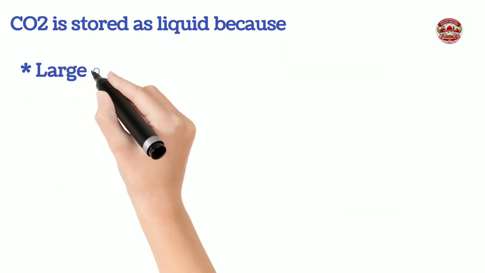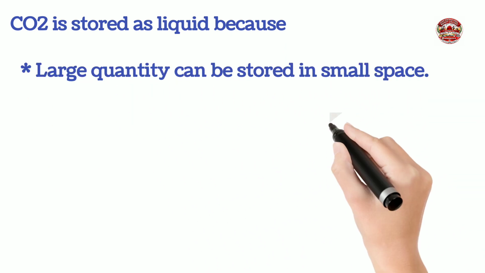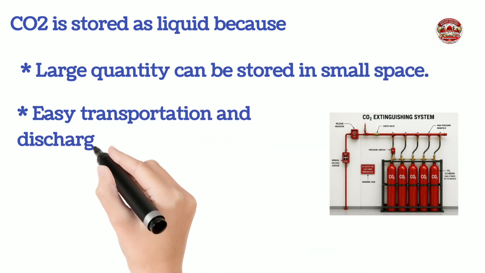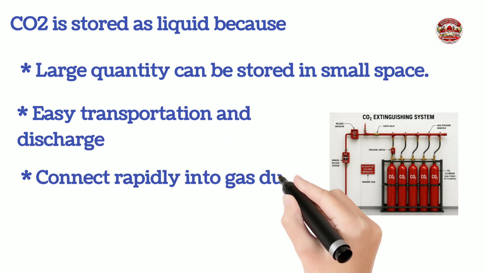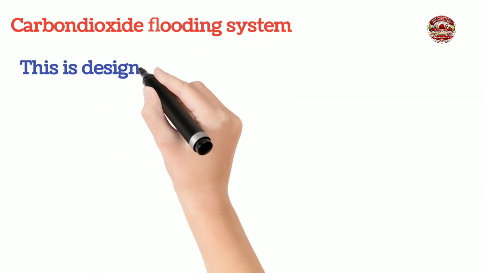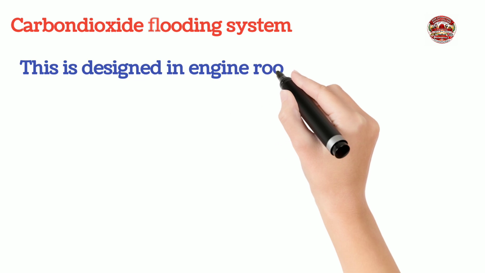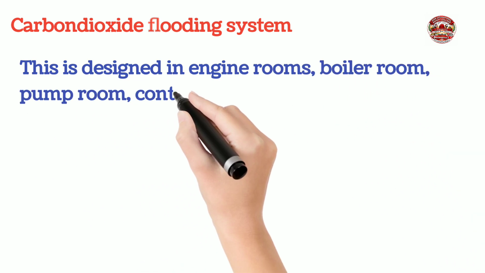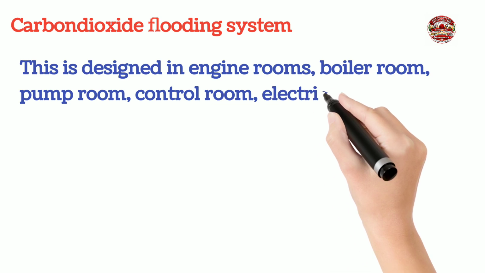CO2 is stored as liquid because a large quantity can be stored in a small space, it is easy to transport and discharge, and it converts rapidly into gas during release. Carbon dioxide flooding system. This is designed for engine rooms, boiler rooms, pump rooms, control rooms, electrical supply rooms/switchboards, machinery, and enclosed spaces.